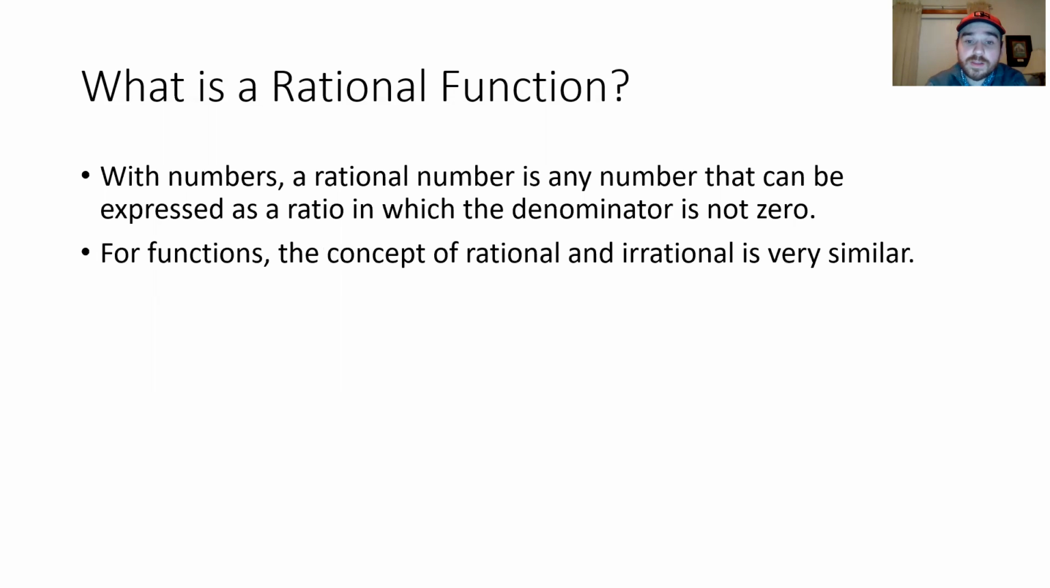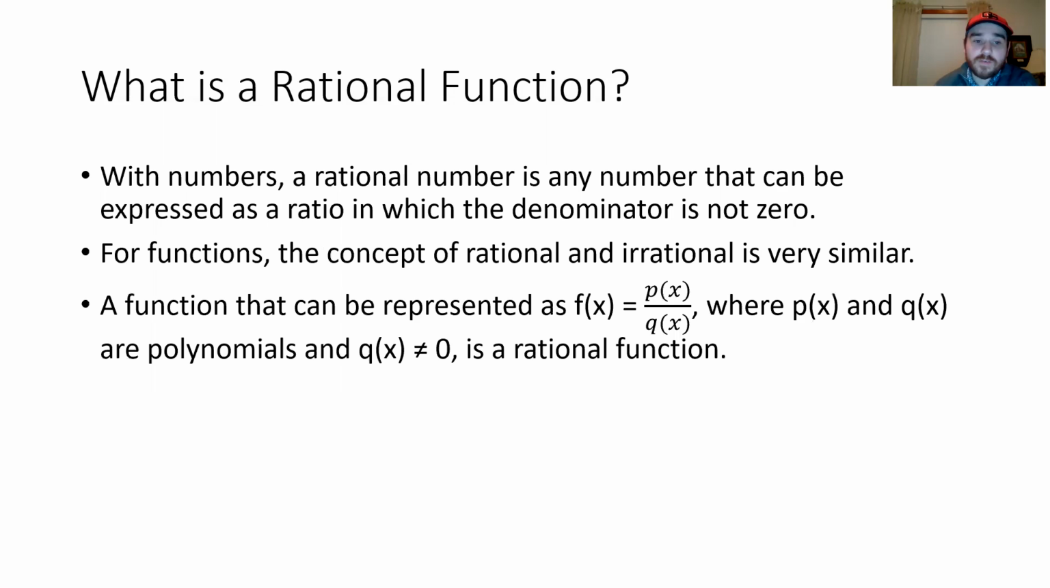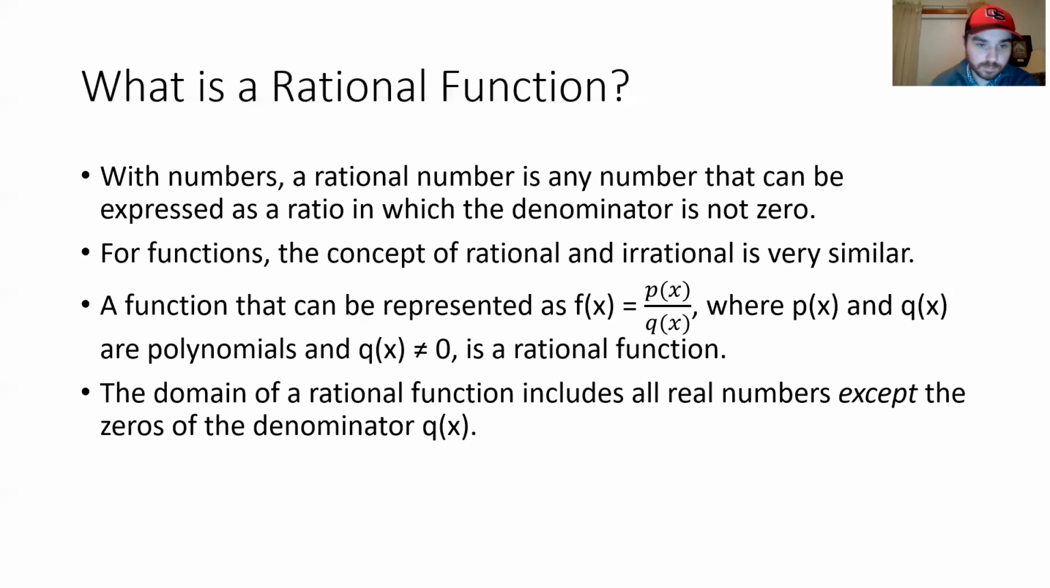With functions, the concept of rational and irrational is very similar. A function that can be represented as f of x equals p of x over q of x, where p of x and q of x are polynomials, and q of x does not equal 0, is a rational function. So the polynomials part is an important part to keep in mind. If p of x or q of x is not a polynomial, then this won't work. The domain of a rational function includes all real numbers except for the zeros of the denominator. We're going to talk about why in just a little bit.